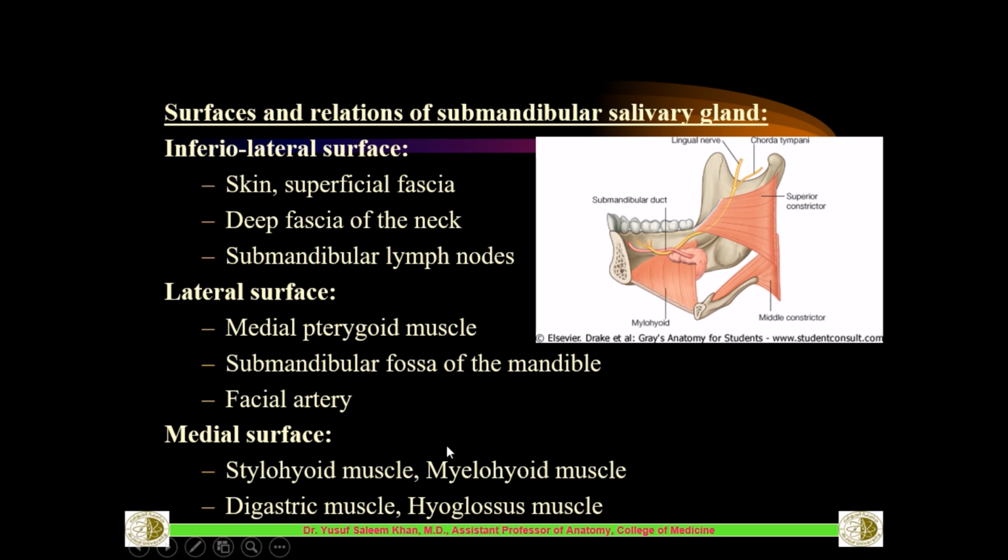Then the medial surface is the inner surface, where you have the stylohyoid muscle. This is the mylohyoid muscle. Stylohyoid will be coming from the styloid process. Then we have the digastric muscle as well as the hyoglossus muscle. All these are medial relations to this larger part of the gland.